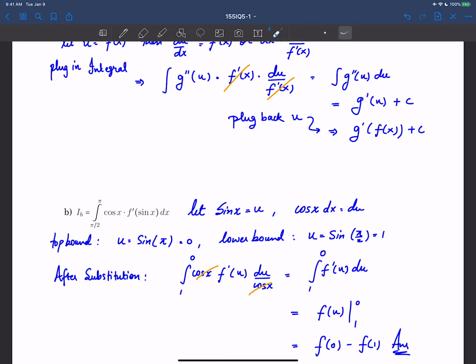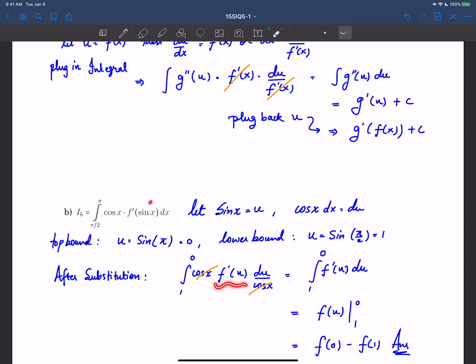So we got that thing, and then we got to figure out the bounds. Because the relationship is right here, you take the top bound and plug it into this relationship. So the top bound is u equals sine of pi, which is 0. And then the lower bound is plugging this guy inside this place. You plug in sine of pi over 2, you get u equals 1.